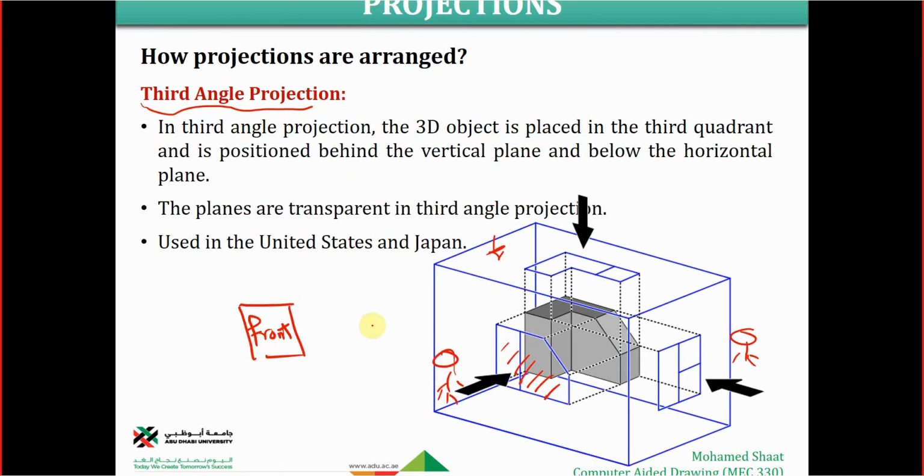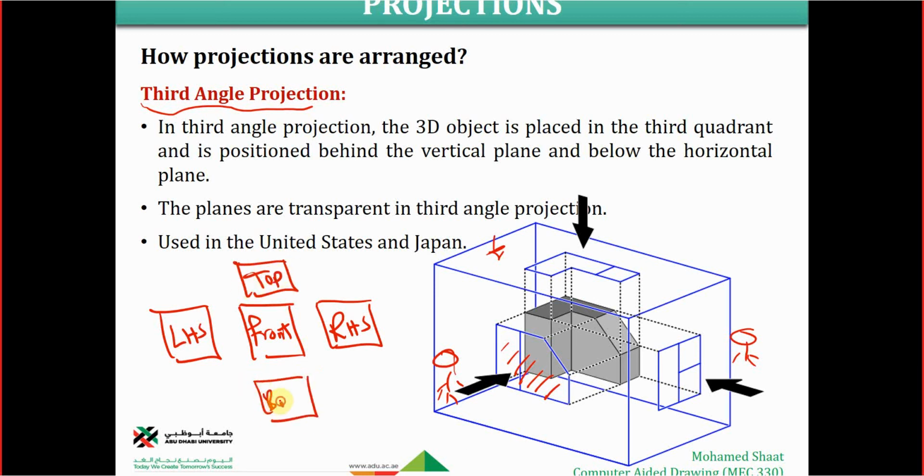So we start from the front, and the right is going to be on the right side. And the left side should be represented on the left side. And the top should be represented on the top of the front view. And the bottom should be represented on the bottom of the front view. So the third angle projection is acceptable in the USA and some other countries; this is like the American system of engineering drawing.